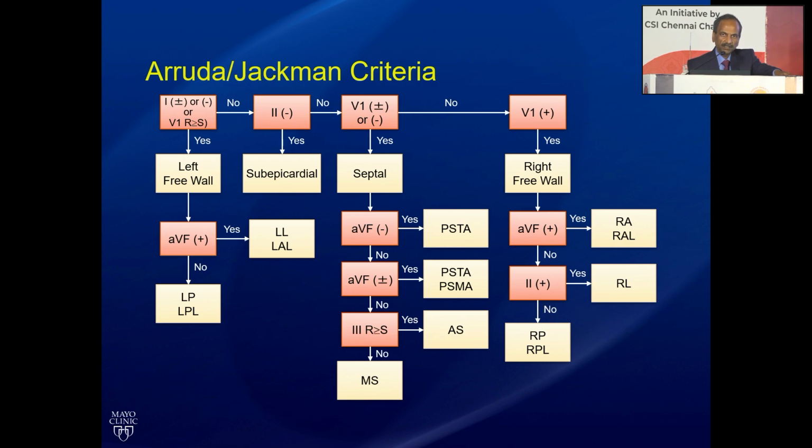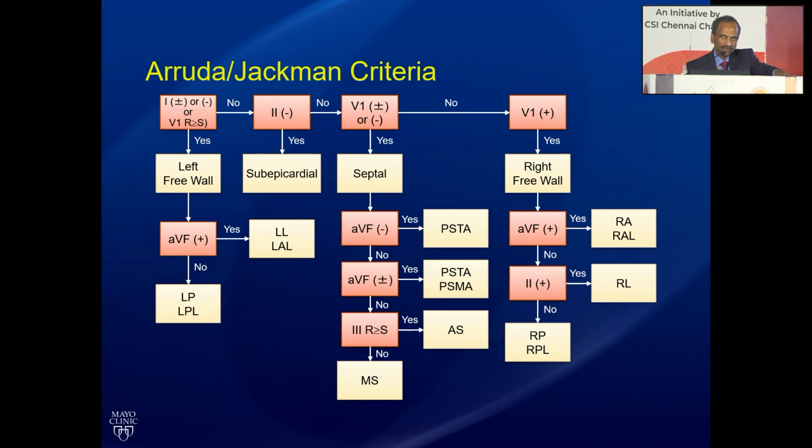If these 3 are not seen, so R is small in V1 and the lead 1 delta wave is positive, then it is either an epicardial, septal, or right free wall pathway. For epicardial, the most important thing is lead 2. Lead 2 is completely negative. Right from the start, it's negative. That means the tissue being activated first is on the outside surface of the heart, closest to the lead 2 electrode on the feet. No chance for any intramyocardial activation.